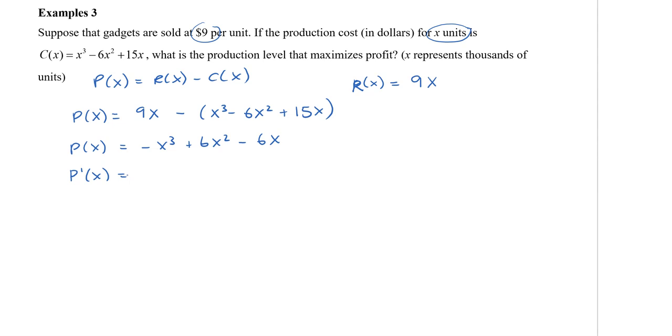We're going to take the derivative of our profit so that we can find the marginal profit. So this would be negative 3x squared plus 12x minus 6. Set this equal to 0 to figure out where this maximum value will be. And in this case, I can actually factor out a negative 3. So I'm going to do that to make my expression a little bit simpler.